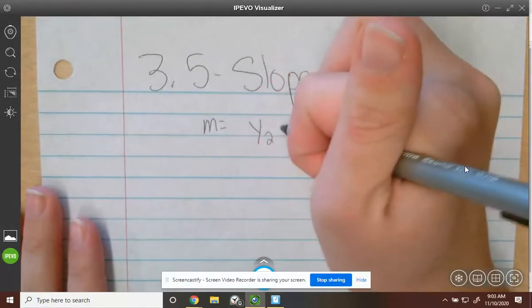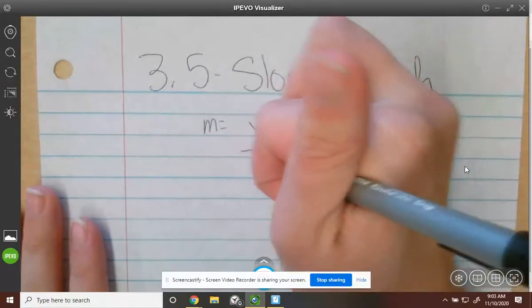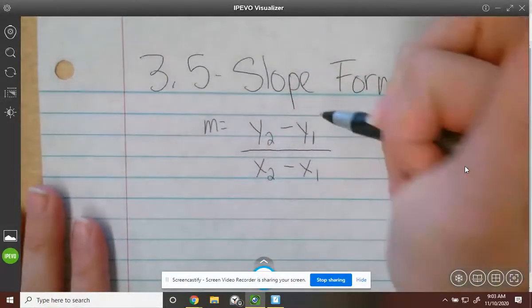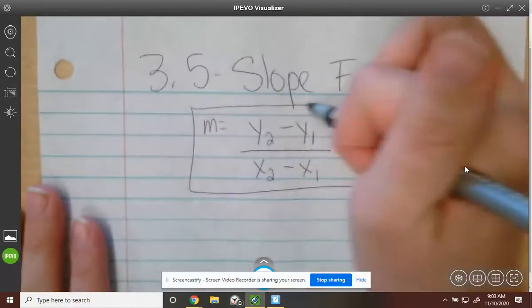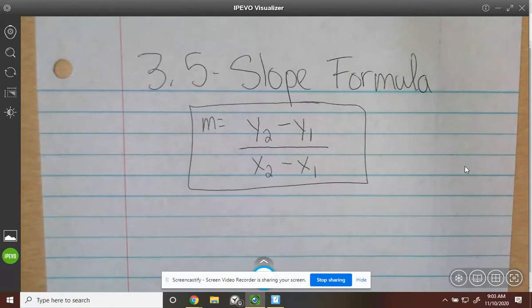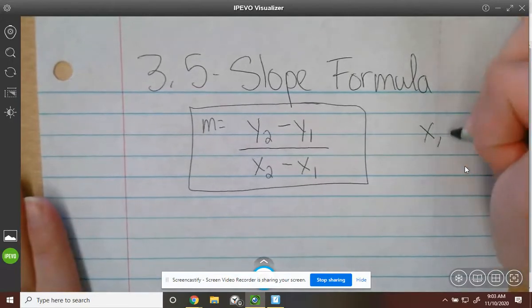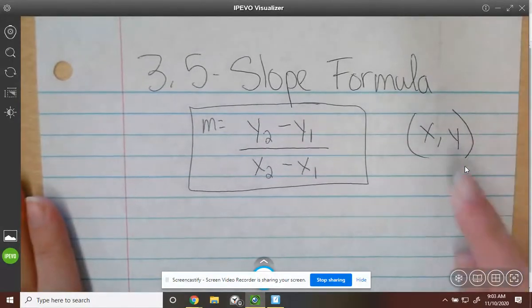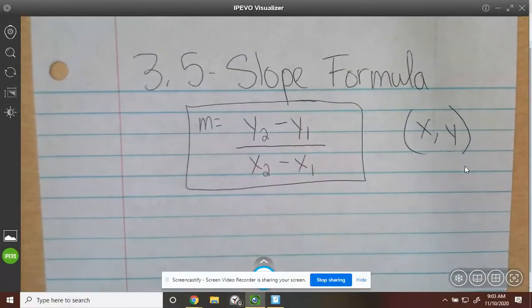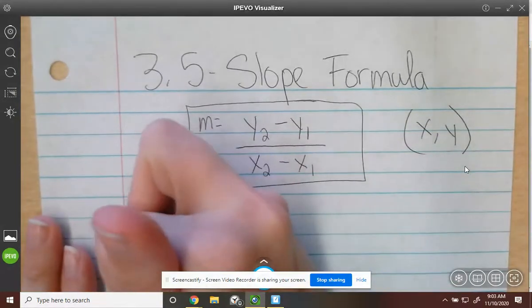y with a little 2 minus y with a little 1 divided by x with a little 2 minus x with a little 1. Okay, what are those y's and x's? Remember, if I have a point on my graph, it's going to be written like this, x and then y. So that's where these x's and y's come from. Okay, we're just going to jump straight to an example.